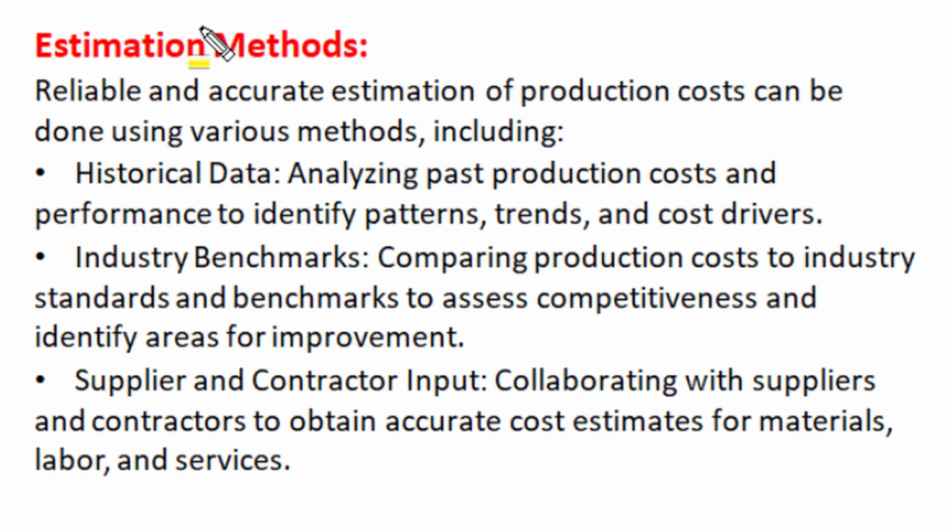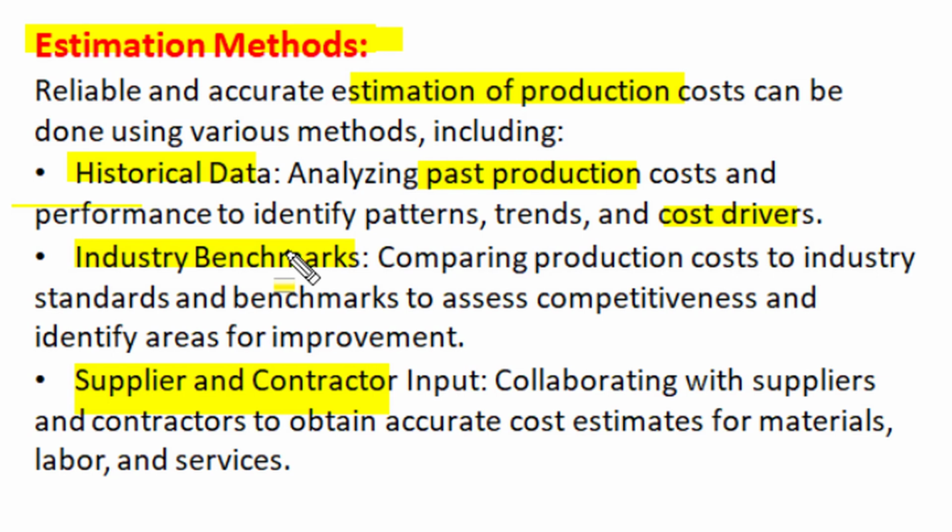There exist various methods for estimation of production cost, and reliable and accurate estimation of production cost can be done using these methods, which may be historic data analysis, comparison with industrial benchmarks, or inputs from suppliers and contractors. Analyzing past production cost for an existing system as per its performance can identify the pattern, trend and cost drivers for production activities, and this will help not only in estimation of production cost, it can also give an idea to reduce production cost.